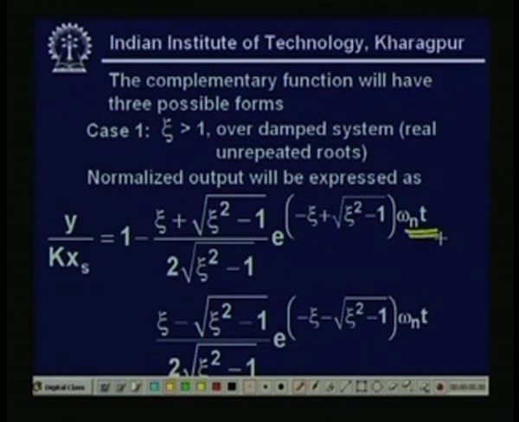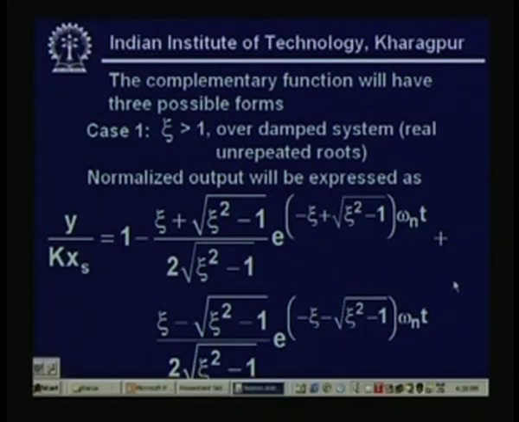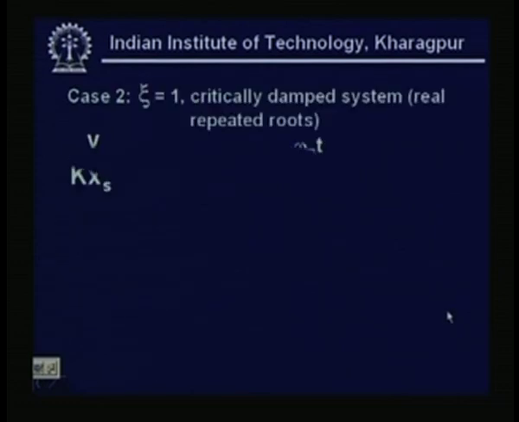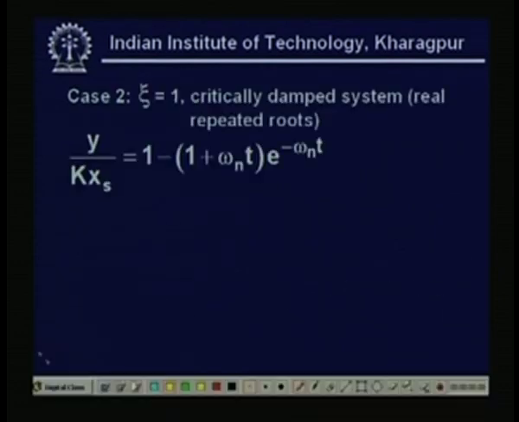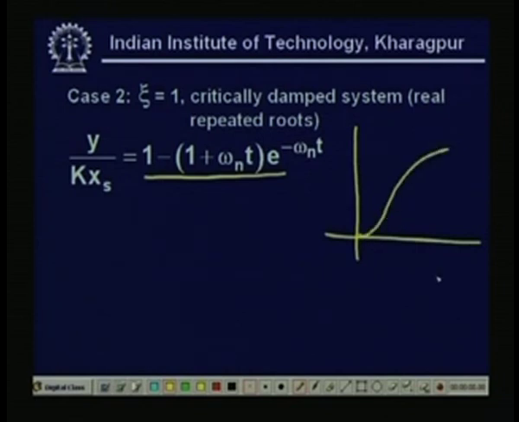So, the omega n t term is there, so some oscillation will come, whereas in the case of a critically damped system, if I look at the response here, I have 1 minus this term. Ultimately the response will go like this. There is no oscillation, but it will take some time before it comes to the steady state condition, because since it is minus omega n t, this term will die out and only this term will remain.